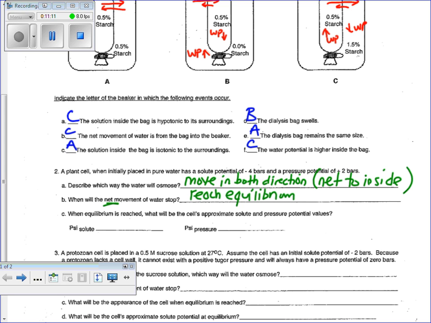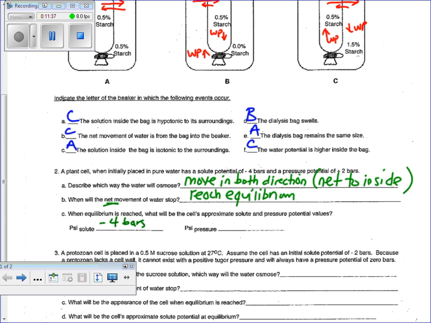All right? We're still going to have approximately negative 4 bars for solute. Technically, it probably is going to drop to like 3.99, 3.98, 3.97. Because as water's being gained by the cell, there's going to be a slight dilution. Yes, no? But in this case, we're predicting it'll be a fairly minimal process.